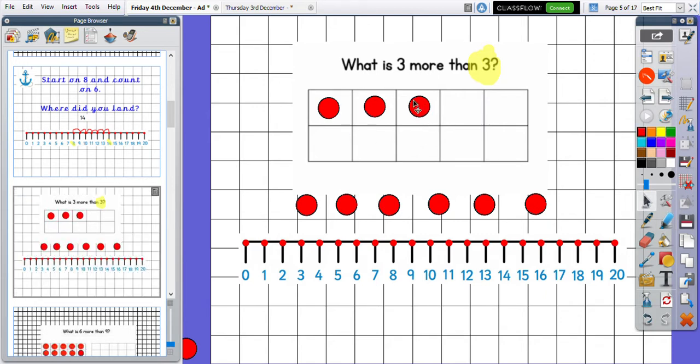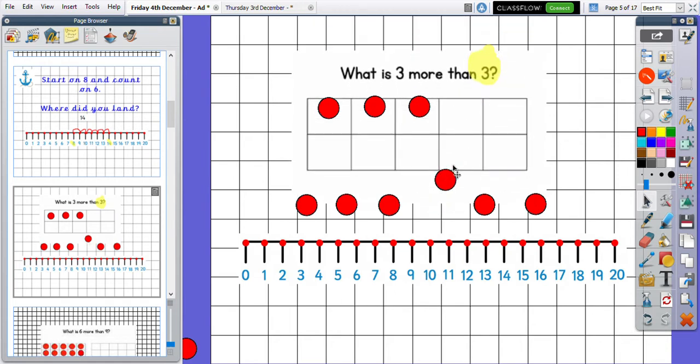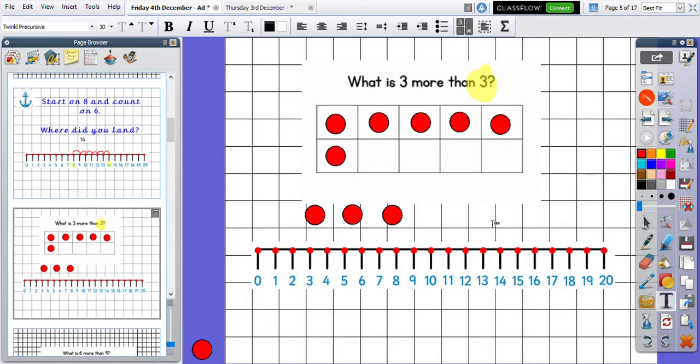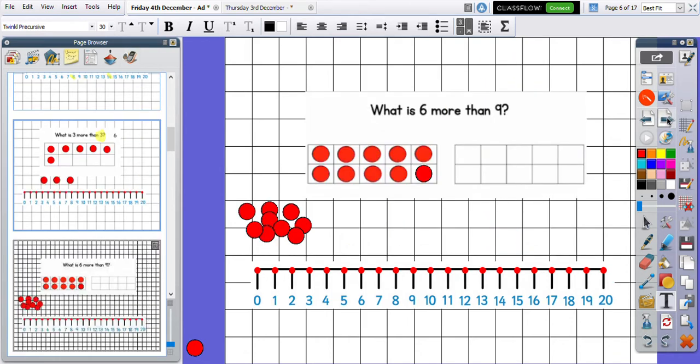So I'm going to start with 3 and I'm going to add 3 more on. So I'm going to add 1, 2, 3 more. And then I'm going to add them all up together to see what number we get. So I get 1, 2, 3, 4, 5, 6. So my answer is 6. Fantastic. There we go.